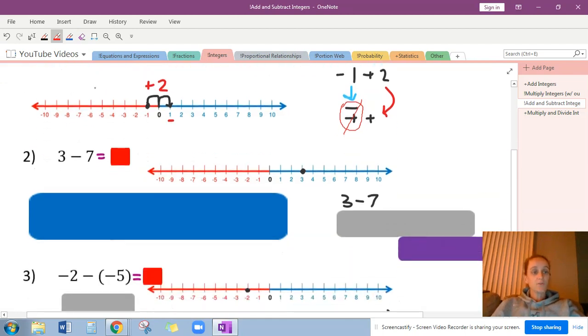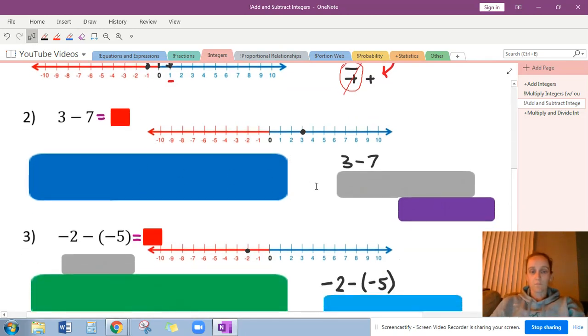Okay, so number 2 is 3 minus 7. So this one's a little bit different because it's subtracting, but still going to be pretty much the same idea. So I'm going to start with the positive and negative units first. So here I want to turn this into an addition problem because we know how to do addition problems.